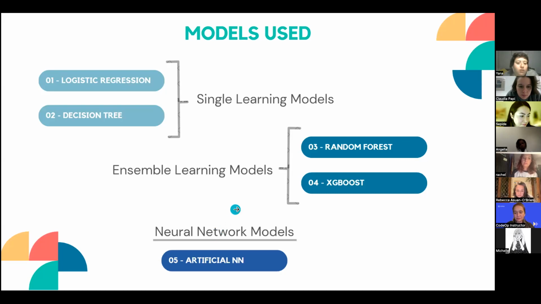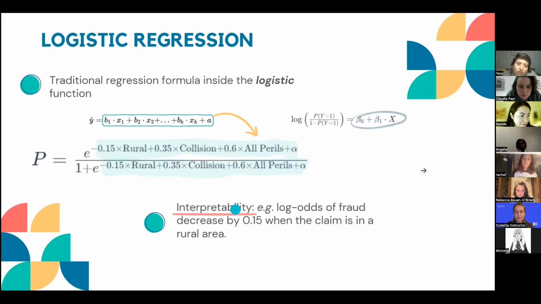The first one we tried was a logistic regression model. Logistic regression is the classic, easily interpretable model because it's essentially a traditional regression formula inside the logistic function, and the output is basically a probability. So it's very easy to plug in the values from a specific data point and predict the outcome.